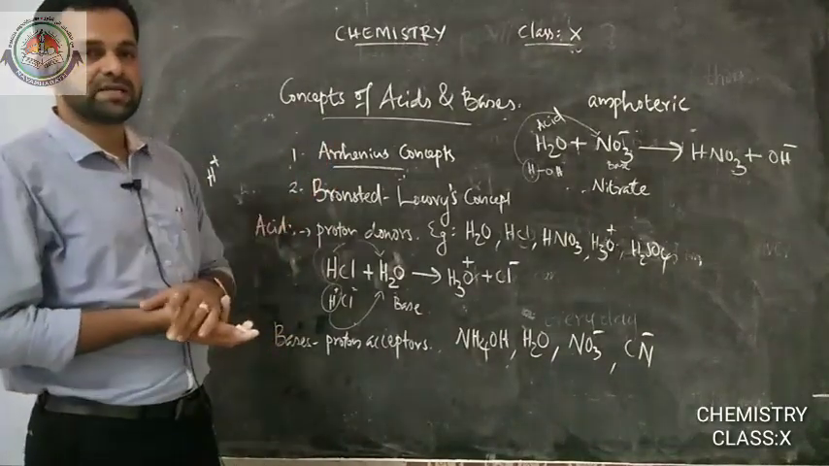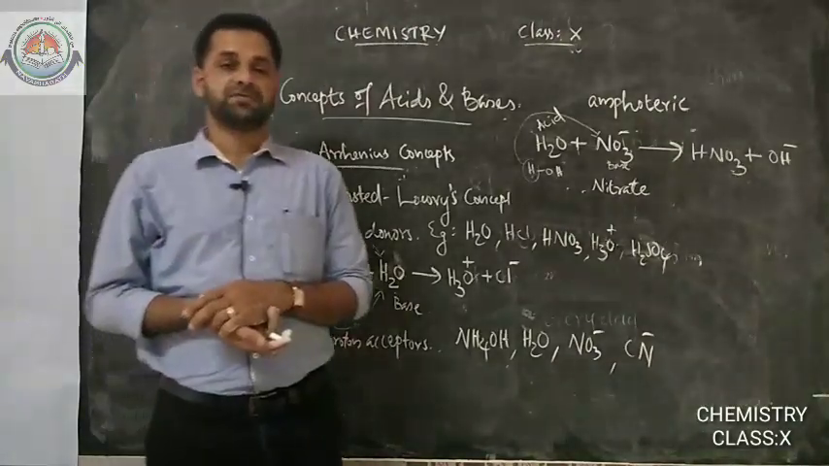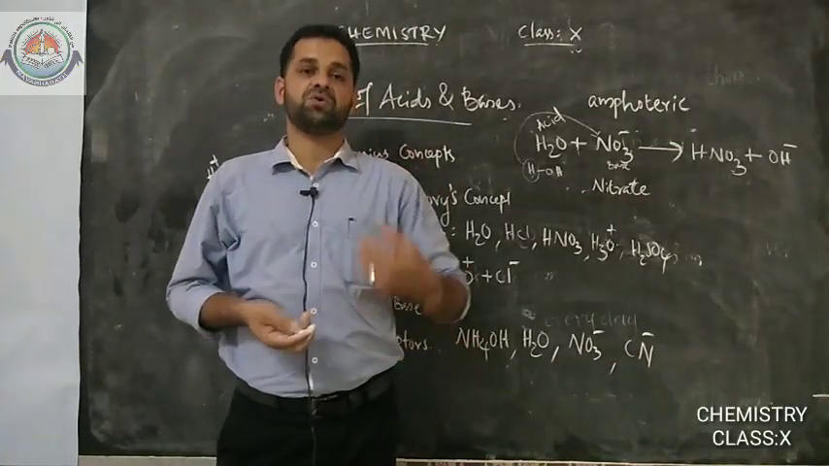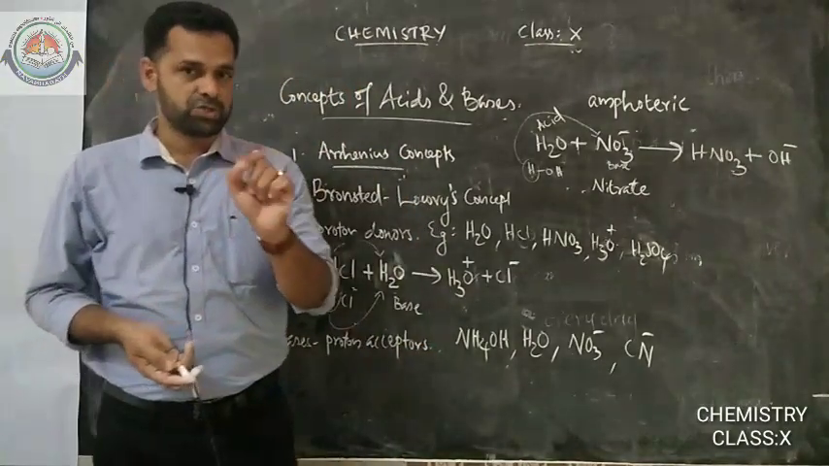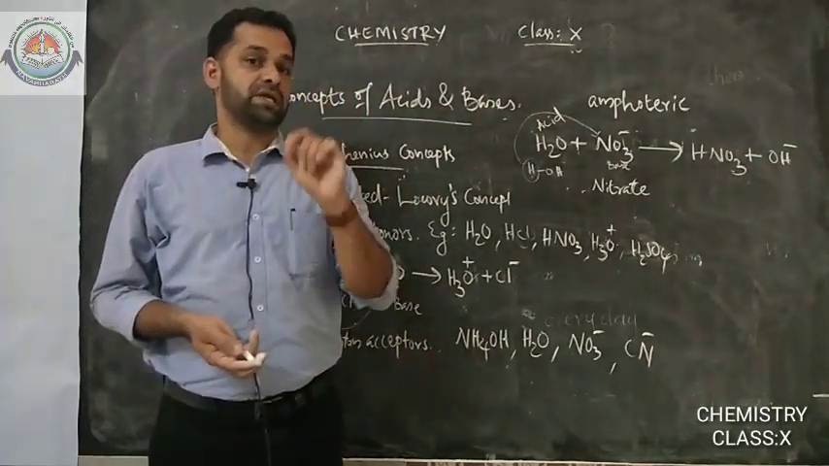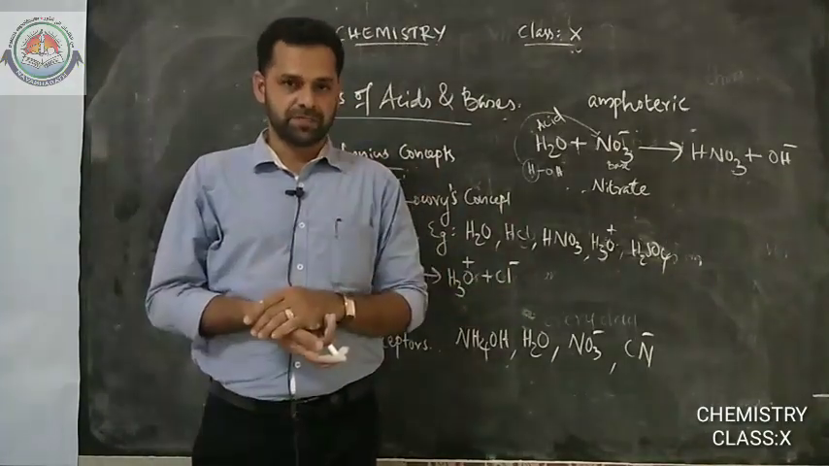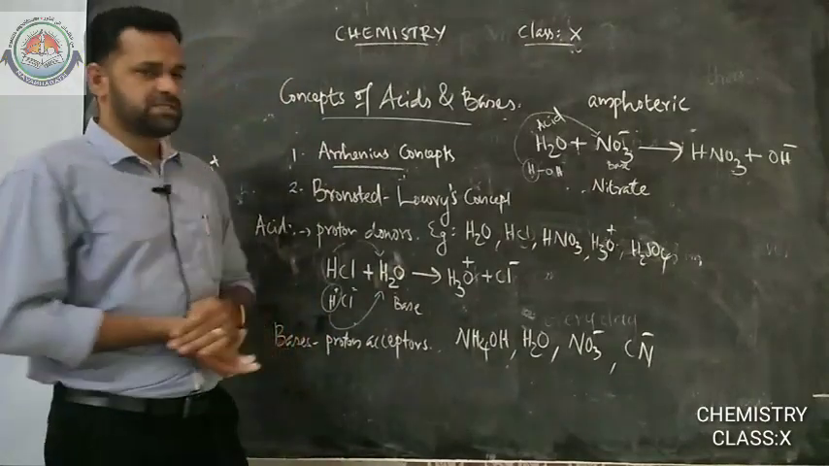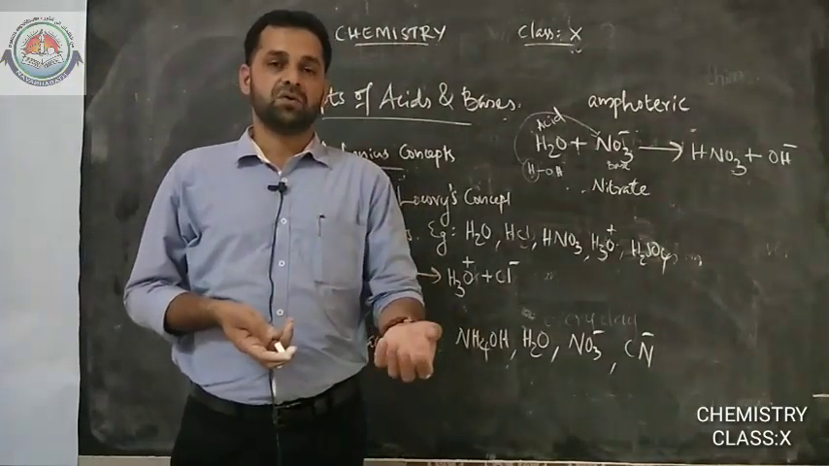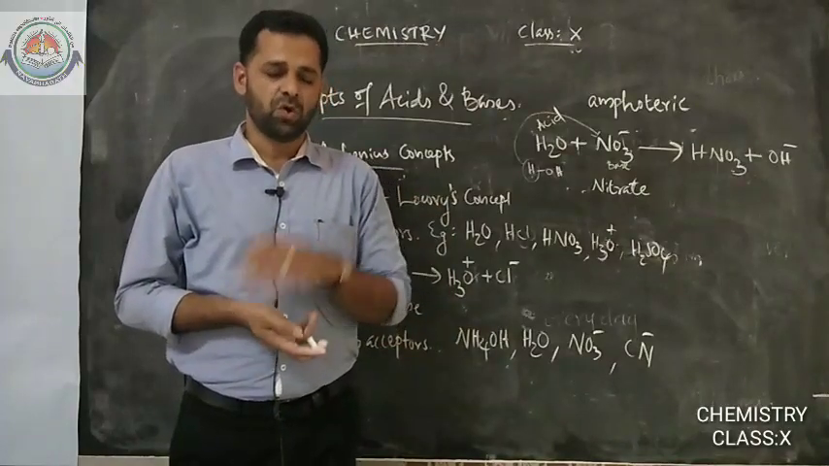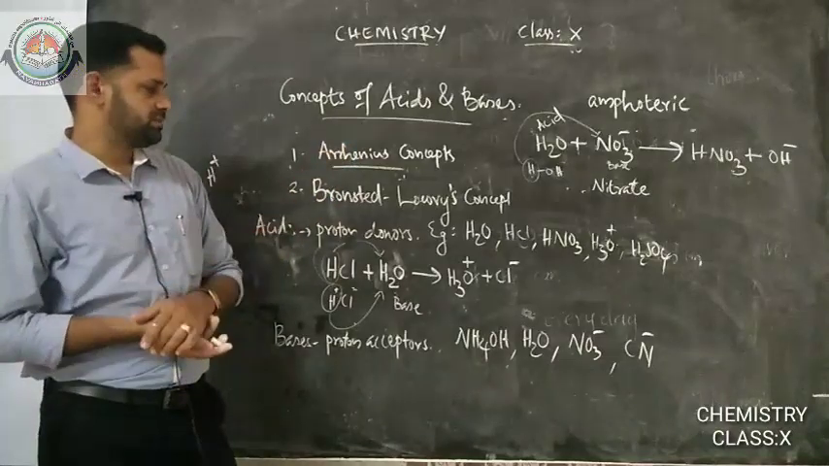So what is Arrhenius concept of acids and bases? According to Arrhenius concept, acids are the substances which furnish or give H plus ion in their aqueous solution. You have to highlight the point, in aqueous solution. Only in presence of water they furnish H plus ions. And bases are the substances which furnish or give OH minus ion in aqueous solutions. That is according to Arrhenius concept.